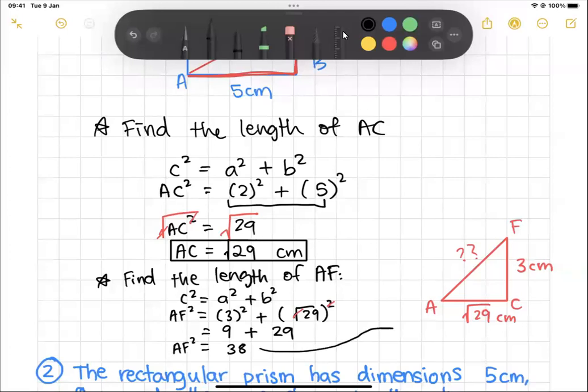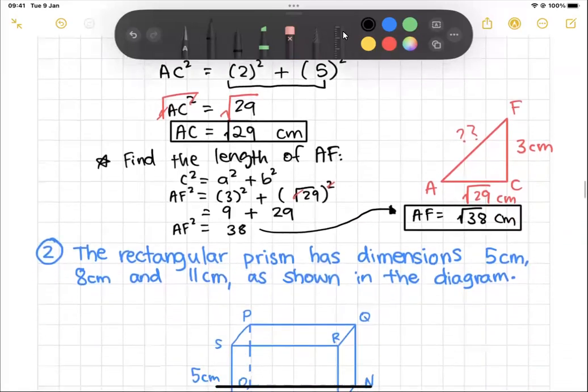I'm going to just write it down here. AF will equal the square root of 38 centimeters. The opposite of a squared is a square root, and that's what it is. I solved for the length of AC as well as the length of AF. That's for question number 1.